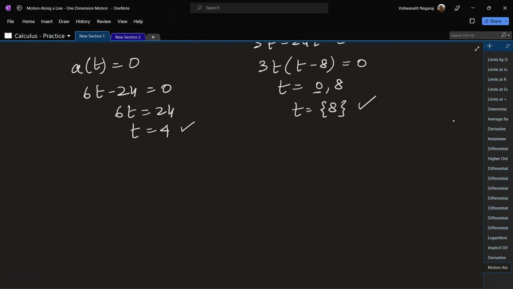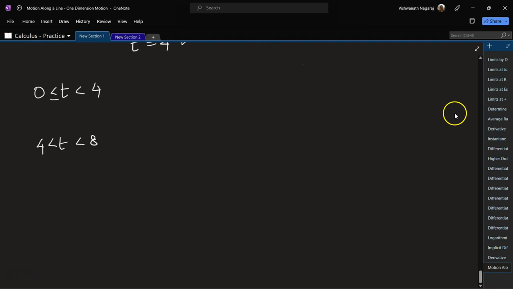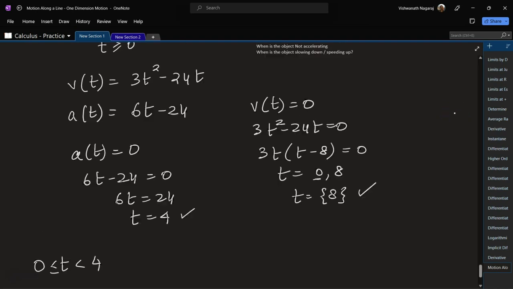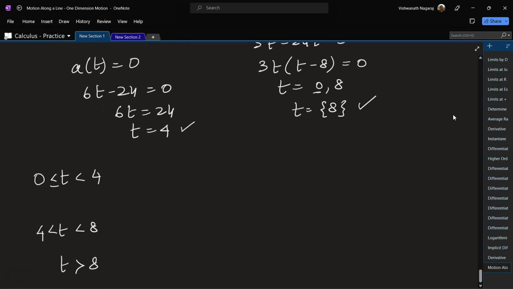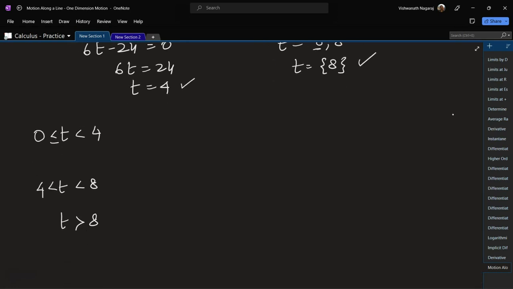Now we have certain intervals. What are they? T between 0 and 4. The other one is t between 4 and 8. Then we have t greater than 8. So we have 0 to 4, 4 to 8, 8 onwards. So these are the three intervals we have to look at.